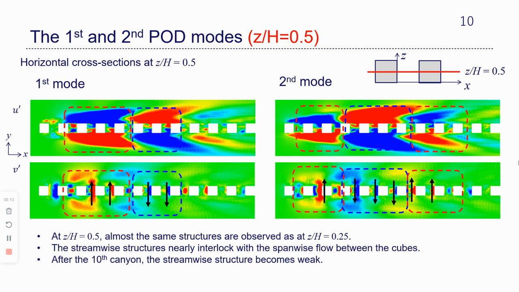Next, at the middle of the cube, distance 0.5. At the middle of the cube, almost the same structure is observed as near the surface. The streamline structure nearly interacts with the spanwise flow between the cubes, like this. However, after the cube, the streamline structure becomes weak.